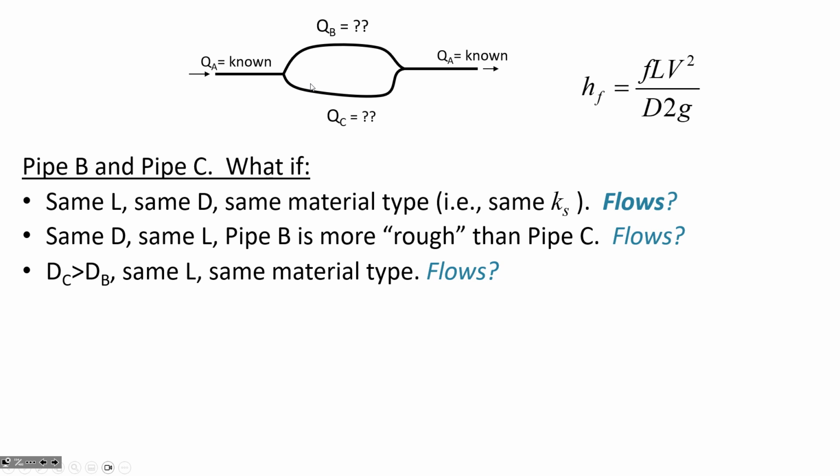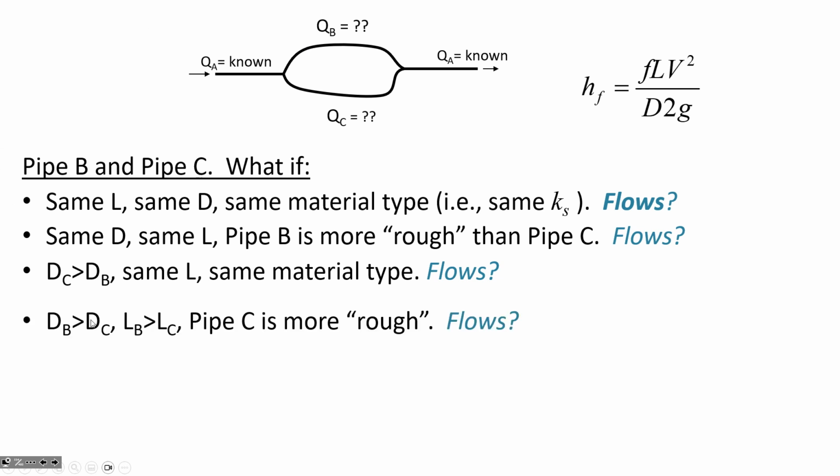James? If pipe C is the bigger diameter compared to pipe B, pipe C will have more flow. Which one? Pipe C. Good. Pipe C, yeah. It'd have more flow because bigger conduit, less resistance.